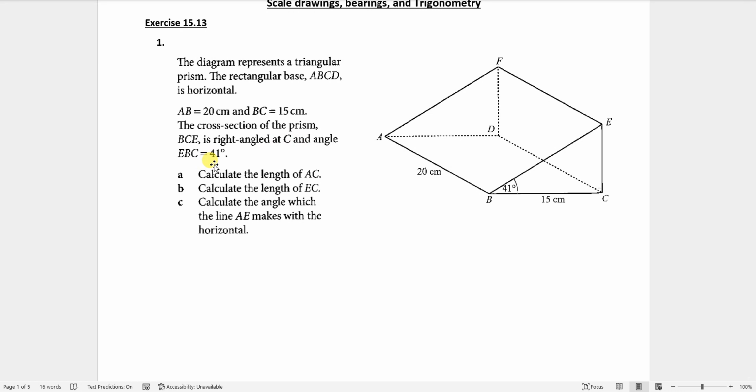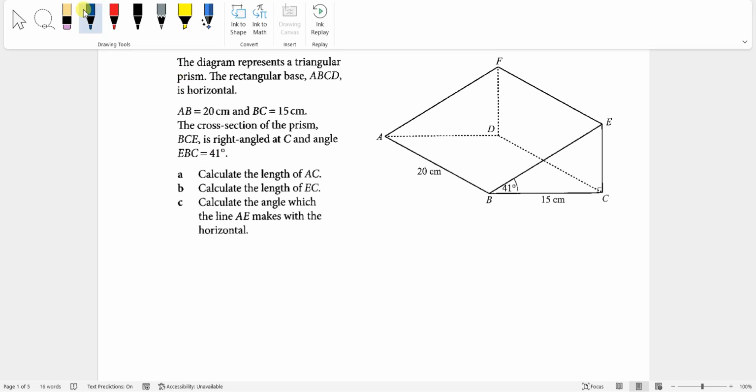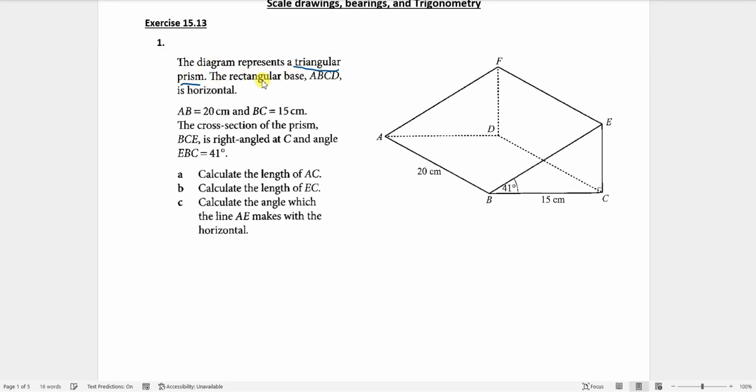Okay, so at first what you have to do for this question is focus on the information that is given or provided to you. The first information says it is a triangular prism. Next, it has a rectangular base. Rectangular base means its shape is like this, all the angles are 90 degrees. This is ABCD, just as it is shown here, A, B, C, D. So here you have 90, here 90, here 90, here 90.